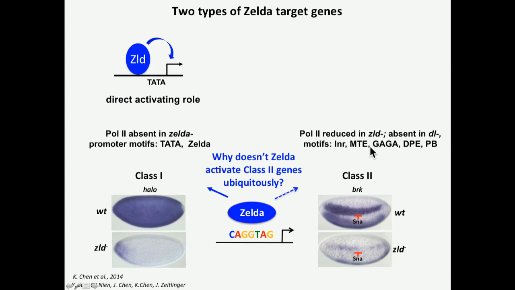So we think what's happening here is that it's possible that Zelda interacts with these promoters that have these motifs, including TATA, and of course the Zelda binding sites, but it can't interact for some reason with class 2 gene motifs. And so we don't know the answer to this yet, but we're doing promoter swap kinds of experiments to try to get at possibly change a class 2 gene into a class 1 gene.